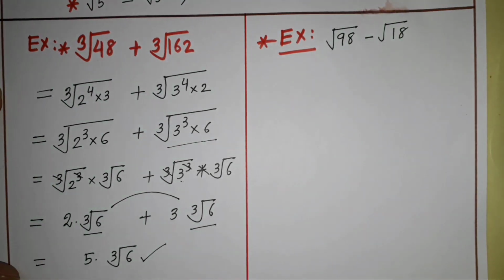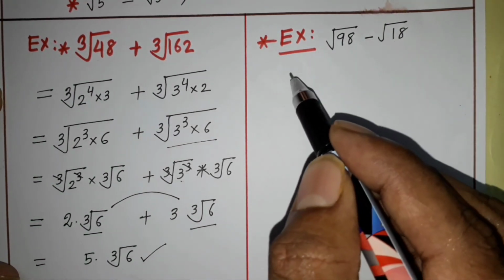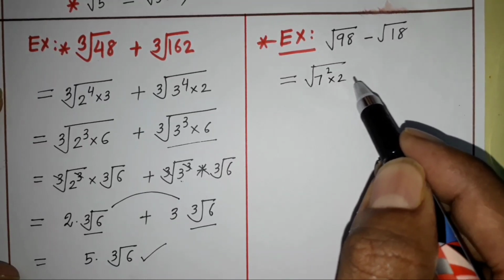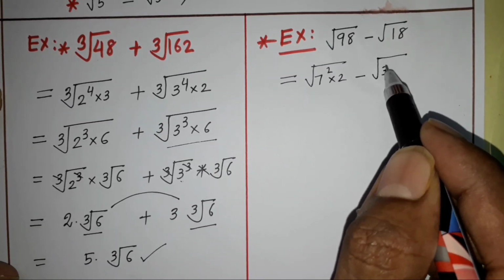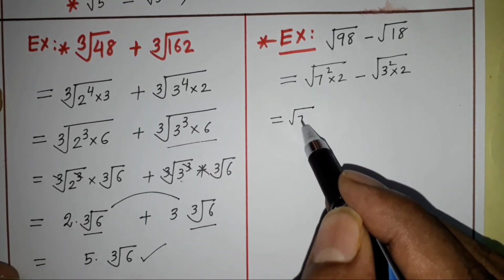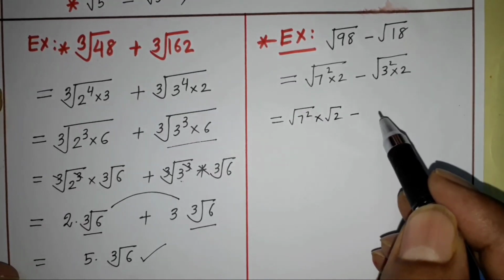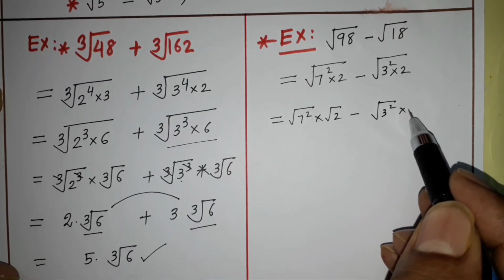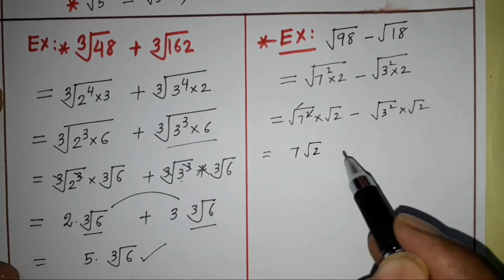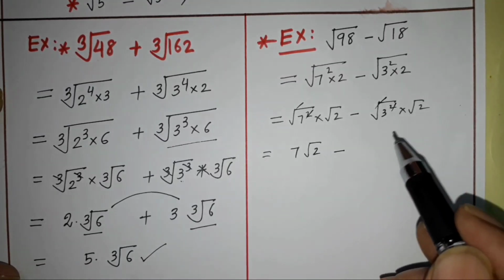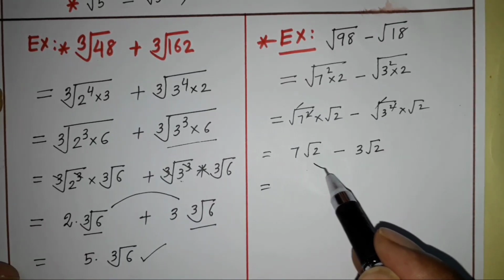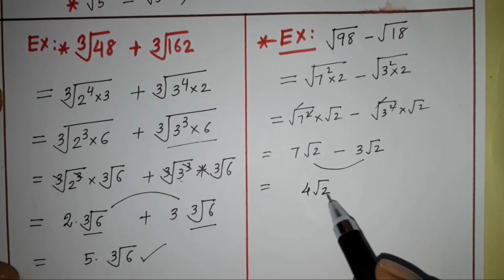Let us do one more example. Square root 98 minus root 18. The square root 98 you write as 7 square into 2, minus root 18 as 3 square into 2, by doing prime factorization. This root 7 square into root 2 minus this also root 3 square into root 2. Here the square root and square gets cancelled, 7 root 2 minus here also square root and square gets cancelled, 3 root 2. So both are similar surds now. So 7 root 2 minus 3 root 2, you can write 4 root 2.